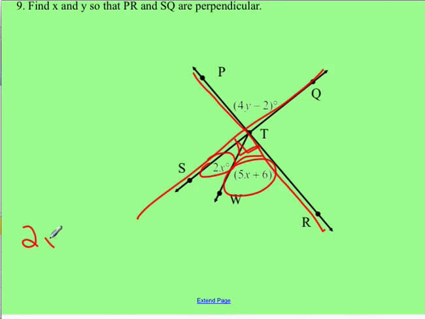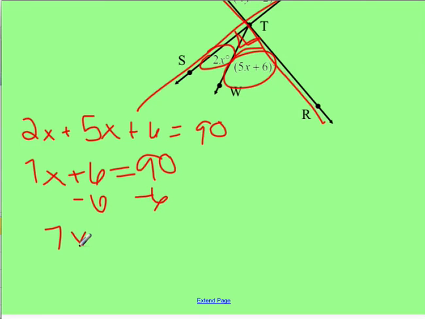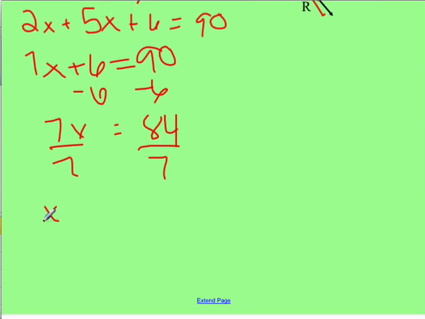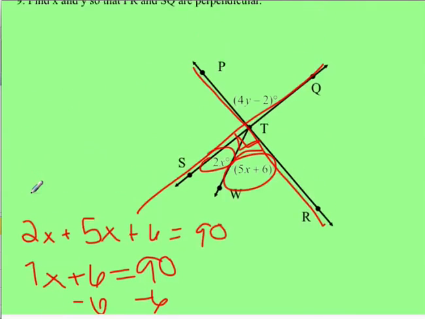What that means is 2x plus 5x plus 6 needs to add up to 90 degrees. So then we get 7x plus 6 is equal to 90. Subtract 6 from both sides, and I get that 7x is equal to 84. Divide both sides by 7. When you do that, you end up getting that x is equal to 12 degrees. So if x is equal to 12 degrees, that forms a right angle.